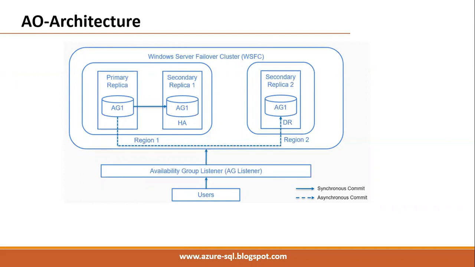So check it, minimum one secondary replica is required for us. We can have multiple secondary replicas also. How many secondaries we can maintain depends on which version we are using. In 2012, we can have two in synchronous mode, remaining in asynchronous mode. Like this, a limit is there for synchronous mode, depending on the version.